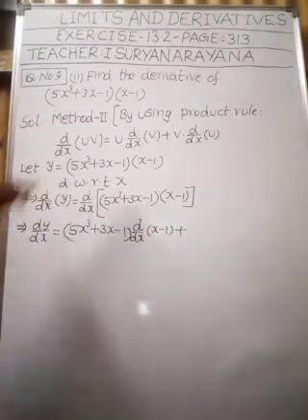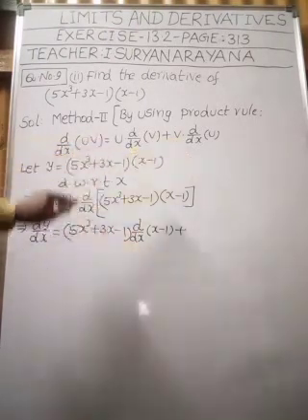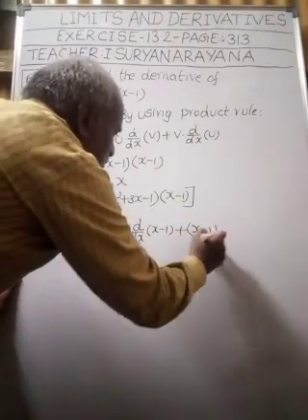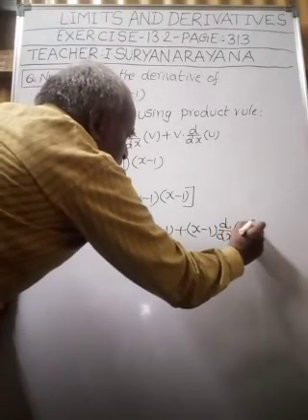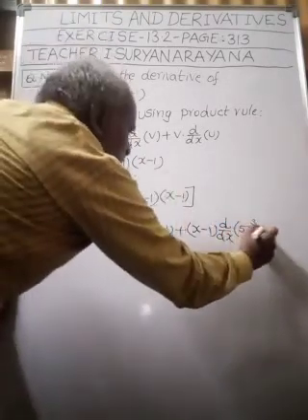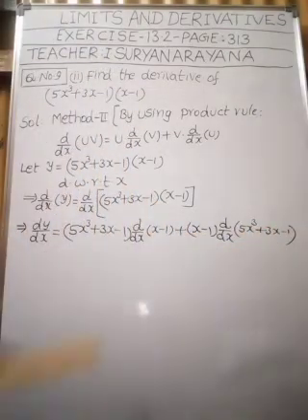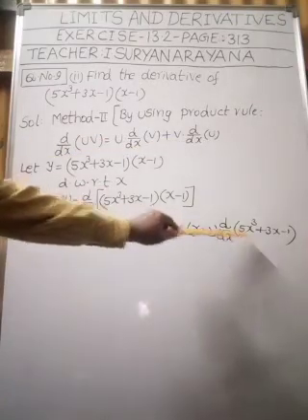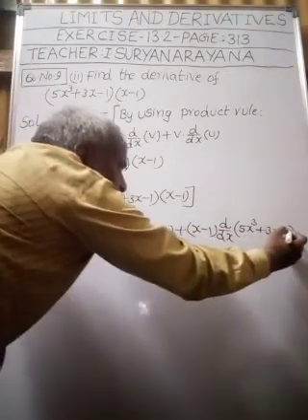This is the first term in this formula. Understood this first term in this formula plus v into what is v? x minus 1. x minus 1 into d by dx of u, that is 5x cube plus 3x minus 1. Okay, my children, understood this step? v means x minus 1 into d by dx of u means 5x cube plus 3x minus 1. Understood this step, my children?